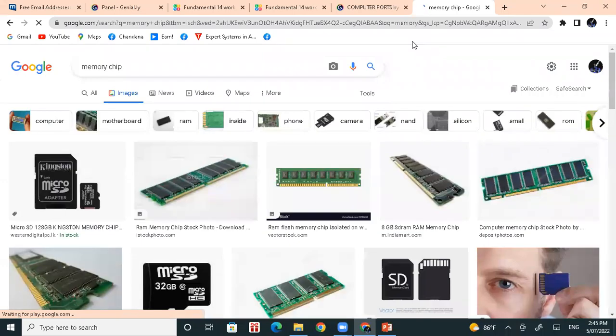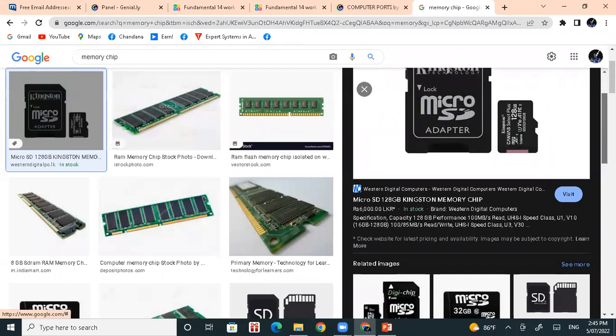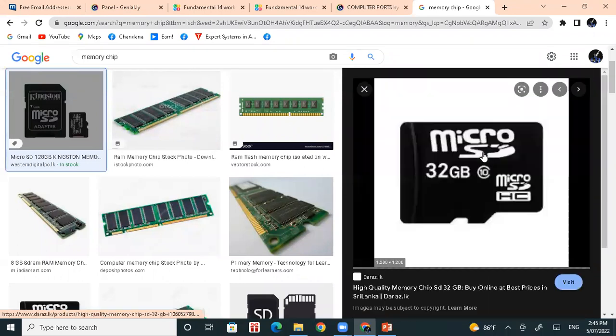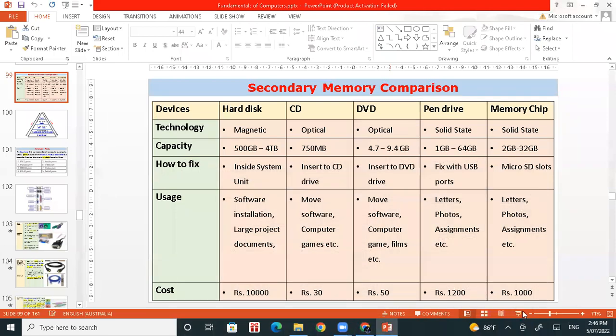Right here, the memory chip is here. This one, Kingston Micro SD, is called the memory chip. The size is also printed there: a 32 GB memory chip. Normally it is used in smartphones or digital cameras, those types of devices, to store pictures. They use this micro SD or SD card. Right. Then back to the presentation again.